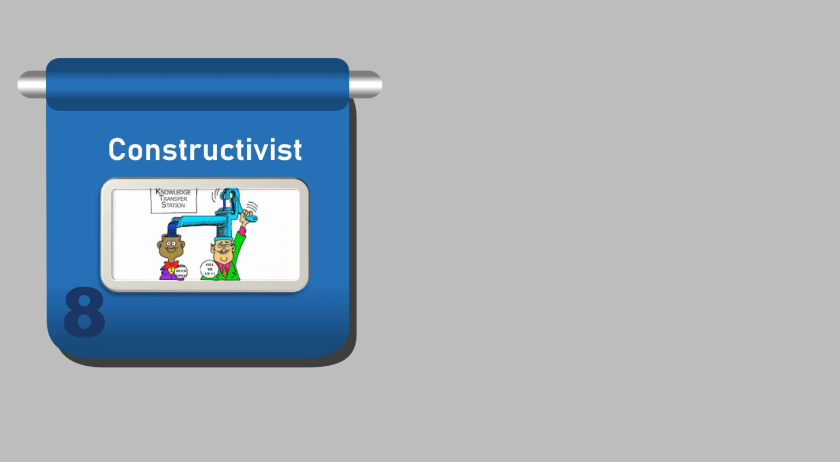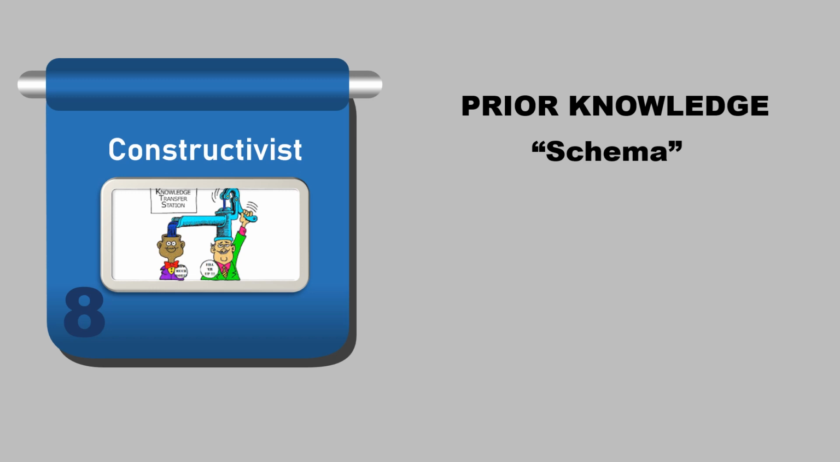Number eight is constructivist. Constructivist comes from the word construct. If you are constructivist in teaching approach, you believe that students learn by building upon their prior knowledge, or knowledge the students already have prior to your teaching. This prior knowledge is called a schema. All students who come to class have prior knowledge or schema. This is contrary to the tabula rasa of John Locke that claims the students' minds are a blank slate.